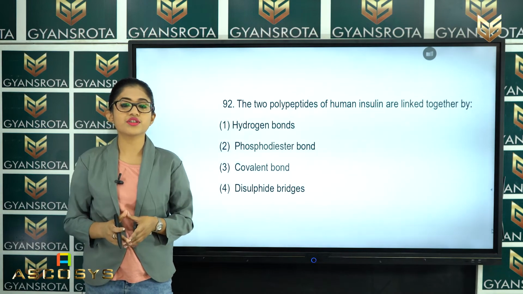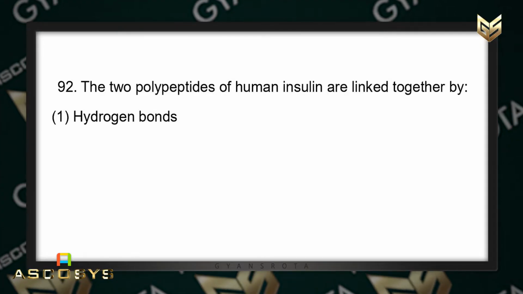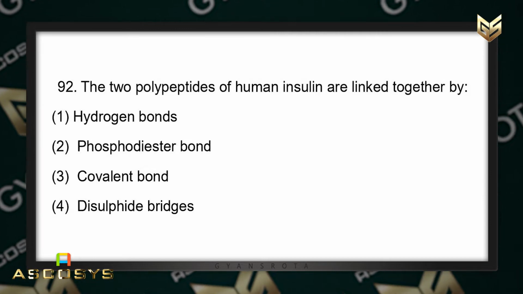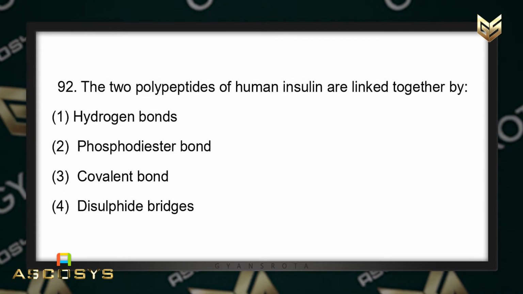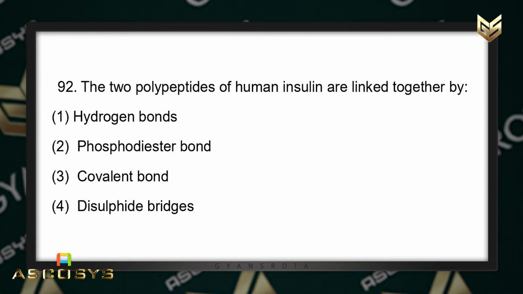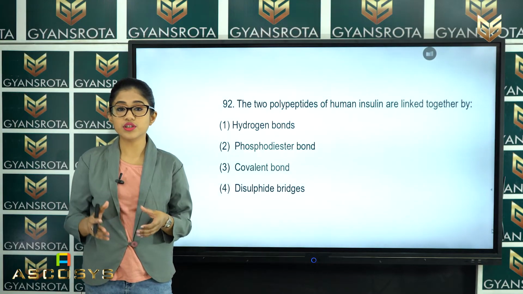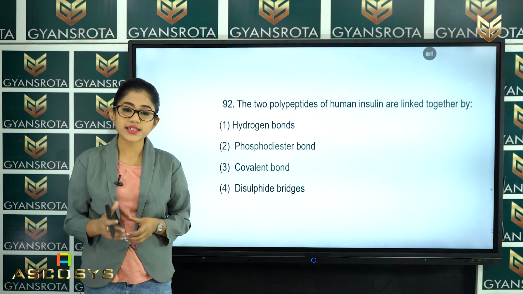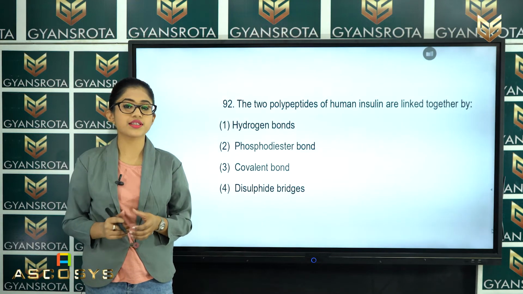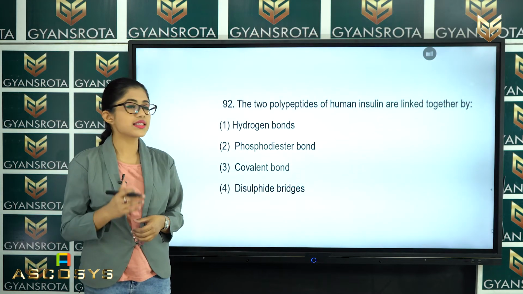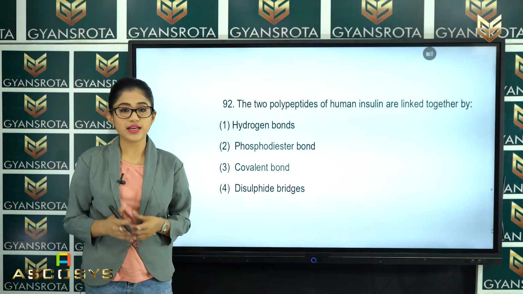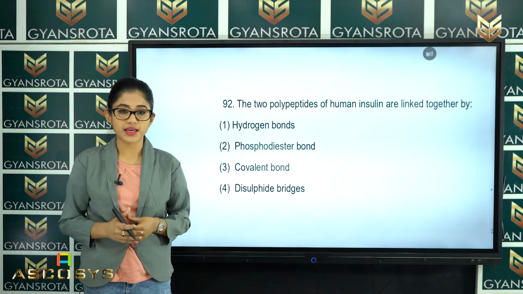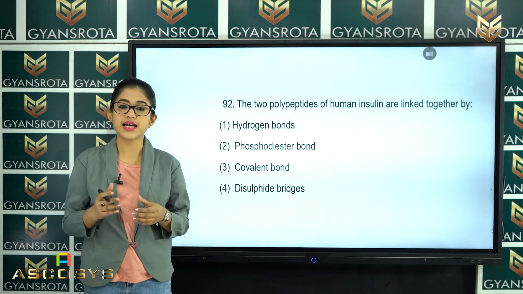The next question is question number 92. The two polypeptides of human insulin are linked together by hydrogen bonds, phosphodiester bond, covalent bond or disulfide bridges. This is a very easy question from the chapter Applications of Biotechnology. While discussing biotechnological applications in the medical field, we discussed the preparation of human insulin, and the mature insulin has two chains, chain A and chain B, and those chains are linked up by the disulfide bond.